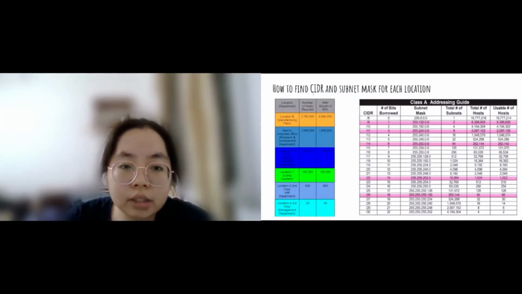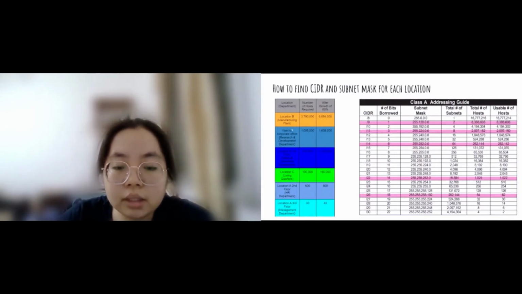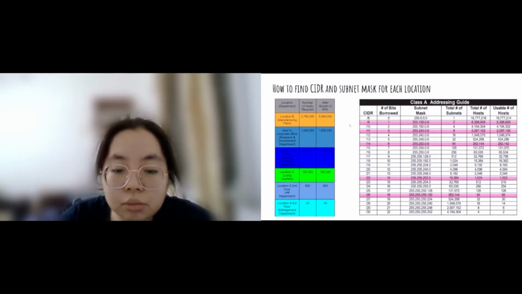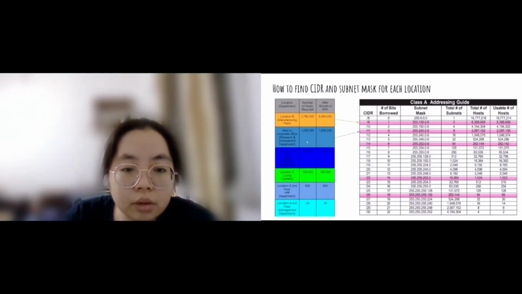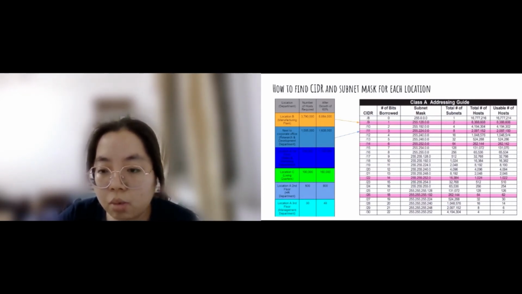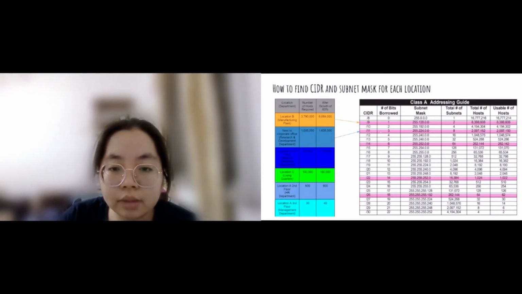We are going to show how to find the CIDR and subnet mask for each location. Based on the Class A addressing table guide, we need to find a usable host count which is closest to and higher than the required hosts. For location B, manufacturing plant, which requires 6,064,000 hosts, the closest usable host count is 8,388,606, with CIDR /9 and subnet mask 255.128.0.0. Next, the Research Development Department requires 1,608,000. The closest usable host count is 2,097,150, with CIDR /11 and subnet mask 255.224.0.0.